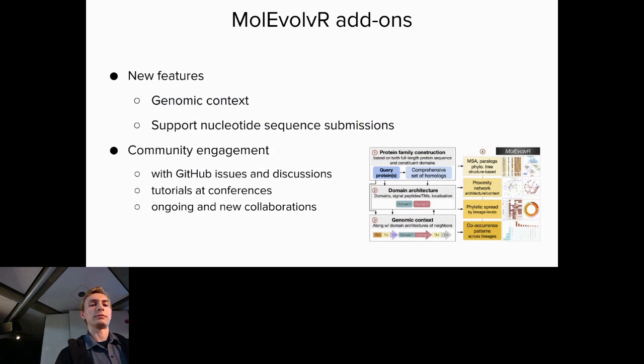As I mentioned before, we also want to support nucleotide sequence submissions. That's something that we get a lot. And also we'd like to make this more of an engaging community type of thing, where we want to make our GitHub repo public, but we still haven't done that yet. We have a few keys in there from previous students. We need to clean some of that out. But yeah, we'd like people to raise issues, give tutorials at conferences, and just keep adding onto the app.